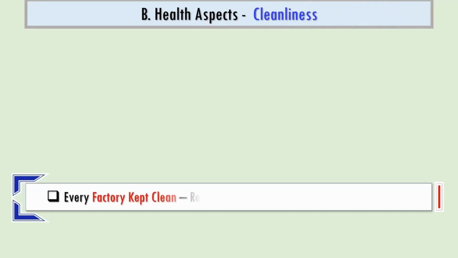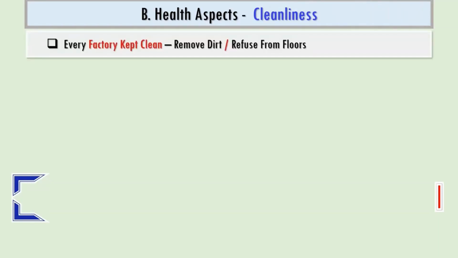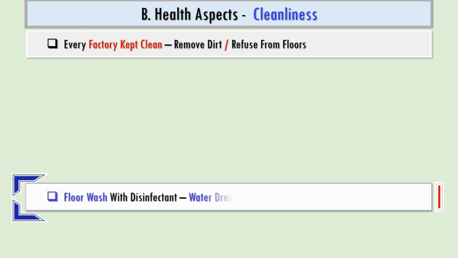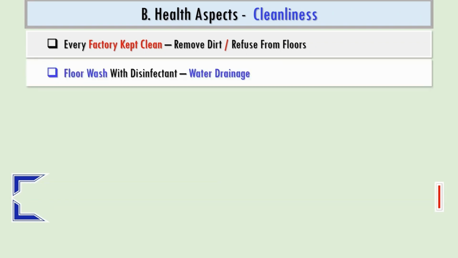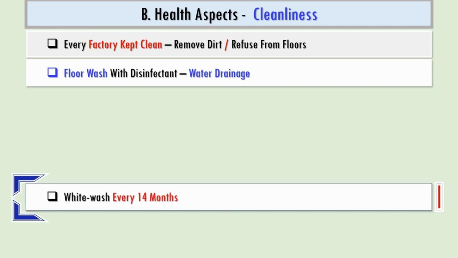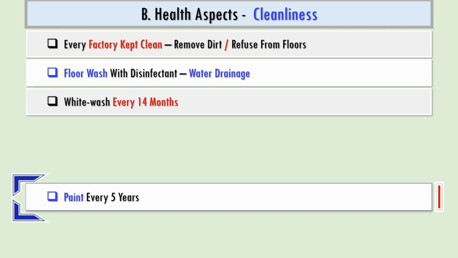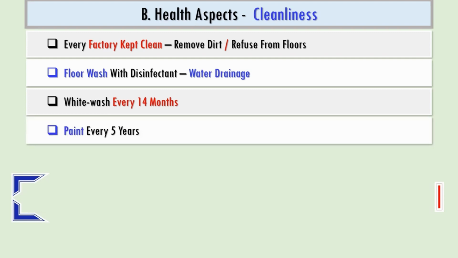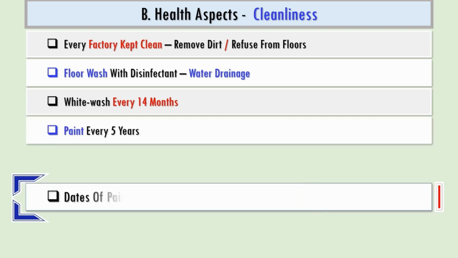The Act specifies under cleanliness that every factory is to be kept clean with the removal of dirt and refuse from floors, floor wash and proper water drainage, whitewash every 14 months and painting every 5 years, with proper records maintained for the periodicity of painting, whitewash and the related things.